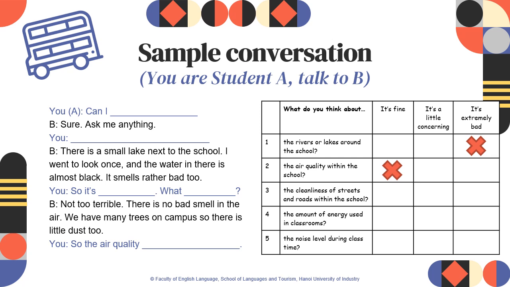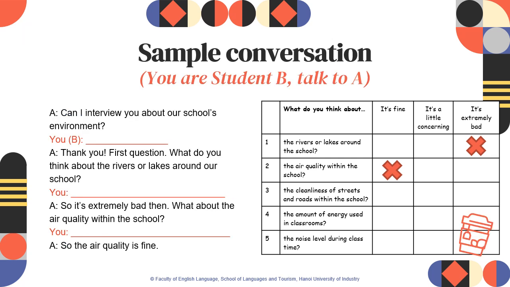Let's switch role. I am A and you are B. After I speak, there will be 30 seconds pause for you to response. Now, let's start. Can I interview you about our school's environment? Thank you. First question. What do you think about the rivers, lakes around our school?